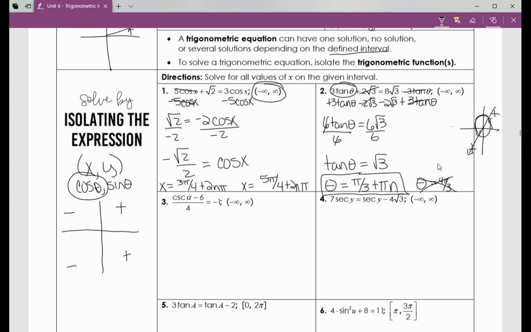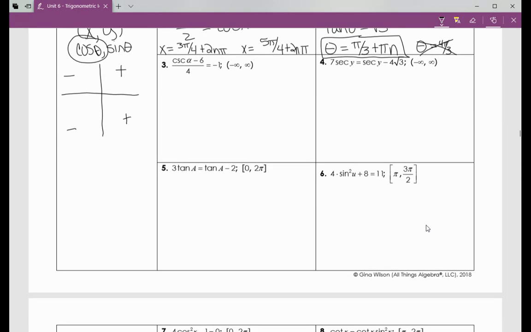So tangent is special. Cotangent will also be special. Secant, cosecant, sine, cosine, they all have a 2 pi n rotation. Tangent does not. Cotangent does not.